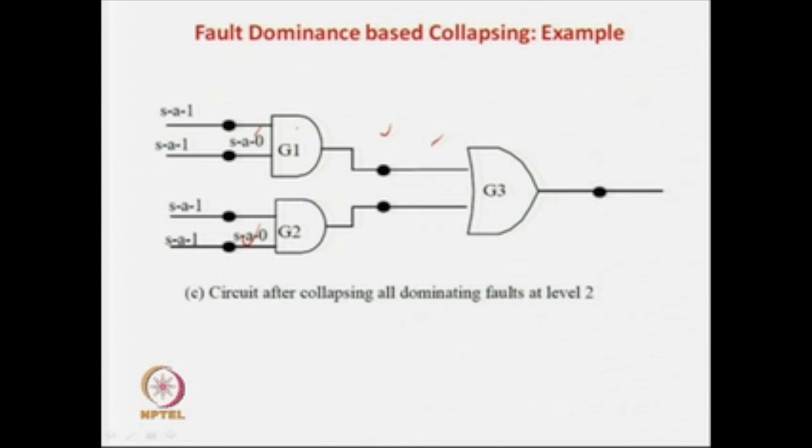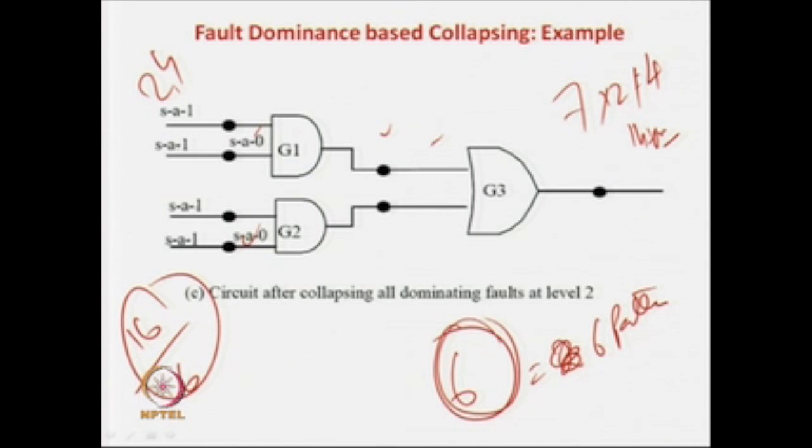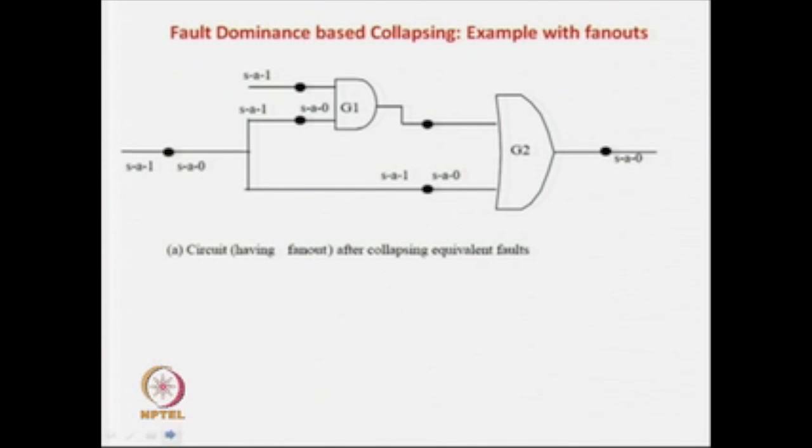So, the number of faults here are 1, 2, 3, 4, 5, 6. So, we have 6 faults here which need to be tested, so 6 patterns are required. The number of nets here are 1, 2, 3, 4, 5, 6, 7. So, 7 into 2, 14 faults were there. We should have required 14 test patterns, but now with this collapsing we have only 6. So, we have reduced the number of test patterns from 2 to the power 4, that is 16, to 6. This is a great achievement which we have done using the stuck-at fault model and fault collapsing, equivalence and dominance.